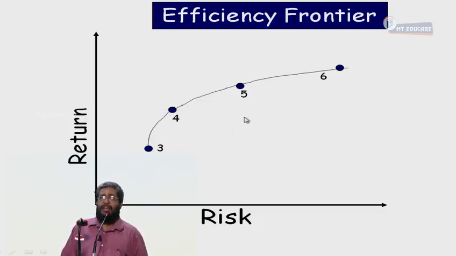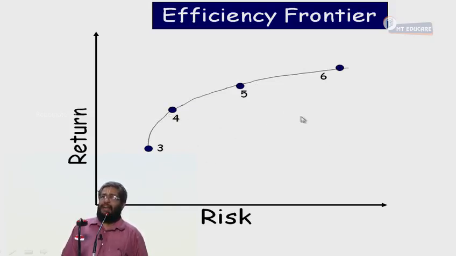Everybody, are you following what I'm saying? Any point below the efficiency frontier is inferior to the points lying on the efficiency frontier, because for this point there is a corresponding point on the frontier that gives a higher return for the same risk, or a leftward point that gives what? The same return for a lower risk, and so on.